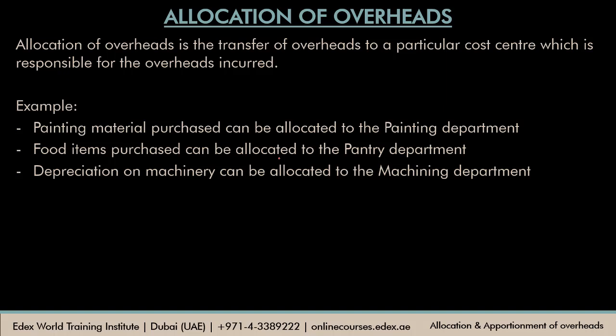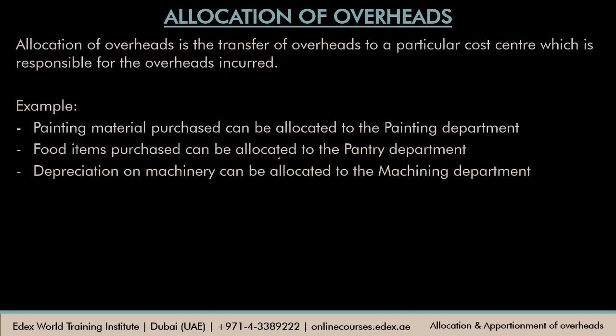So the next term that you need to understand is the allocation of overheads. See, when an overhead is incurred, it has to be for a certain department. For example, if there are two departments, assembly department and machining department, and there is an overhead being incurred, let's say depreciation on machinery. Depreciation on machinery is very clear that it has come from the machining department, because the machines are only in the machining department and not the assembly department. So we can clearly allocate the depreciation on machinery to the machining department.